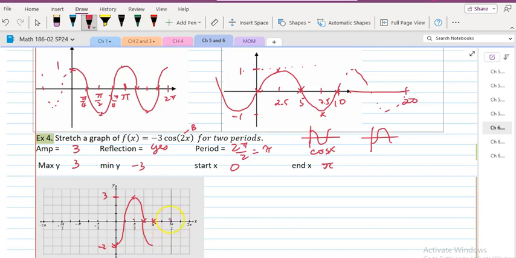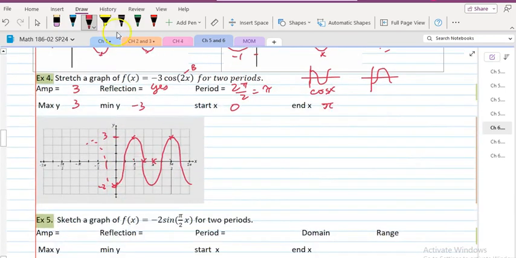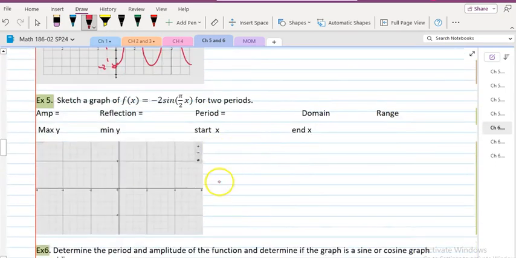cycle. Yeah, so this is another at the middle. And at the quarter point it's going, yeah, like that. So this is 2 cycles. Do the same thing on this side. So that's how we do both of them. The outside number affects the amplitude from the midline, and the inside number affects how far one cycle completes.